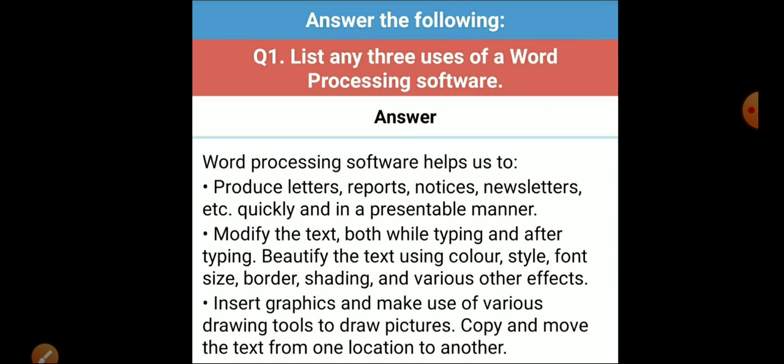Answer the questions. List any 3 uses of word processing software. Word processing software helps us to produce letters, reports, notices, newsletter, etc. in presentable manner. Modifies the text both while typing and after typing. Beautify the text using color, style, font, size, border, shading and various other effects. And also you can insert graphics and make use of many drawing tools to draw picture, copy and move the text from one location to another.